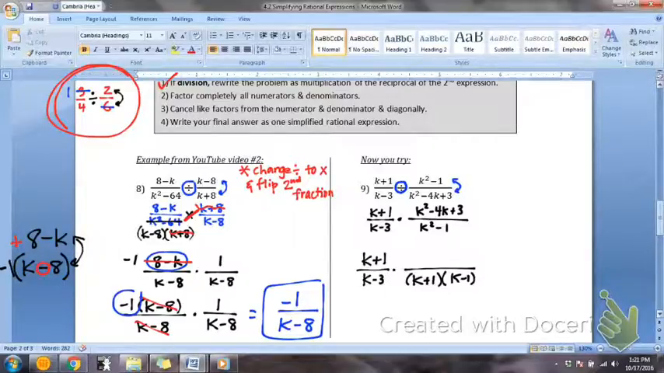So now we need to factor this one over here. What two numbers multiply to get 3 and add to get a negative 4? Negative 3 and 1. Negative 1 and negative 3. There you go. They're both negative. Negative 1 and negative 3. Can we take the shortcut here? So I have k minus 1, k minus 3.